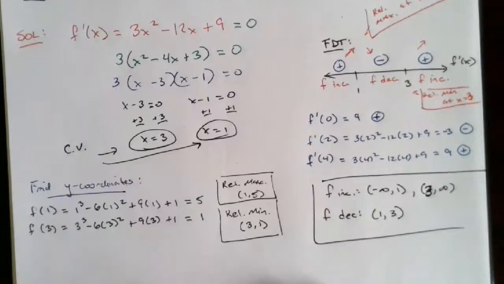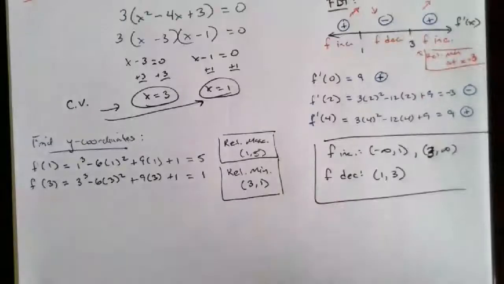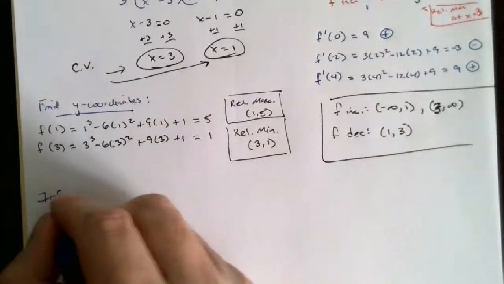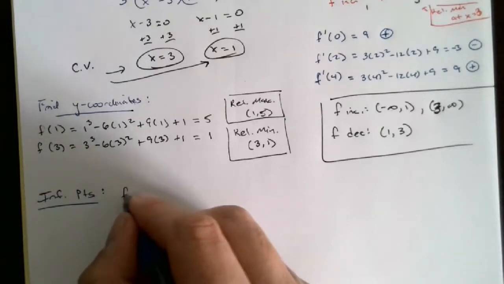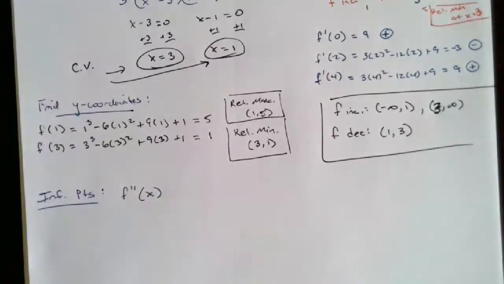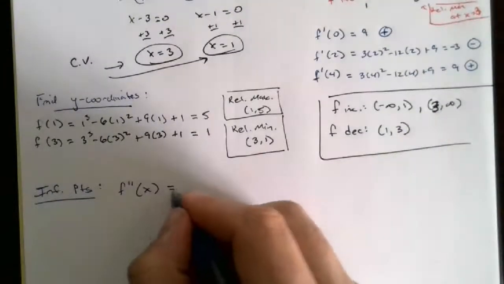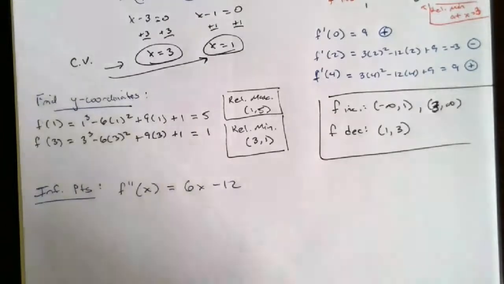So we found the relative extrema. We also want to talk about if there's any inflection points on our graph. Now for inflection points, we're going to look at the second derivative. So I want to find f double prime of x. And we either set it equal to 0 or find where it's undefined. In this case, our first derivative was equal to 3x squared minus 12x plus 9. So our second derivative will be equal to, taking the derivative of that gives us 6x minus 12.